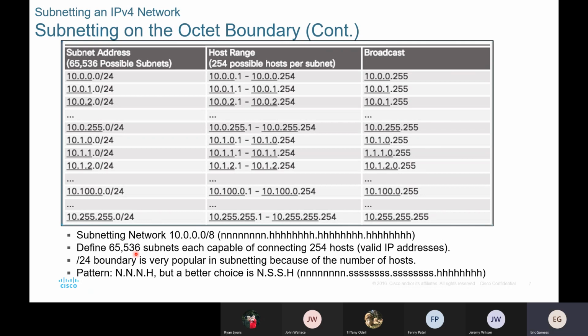Now, if I ask you how many IP addresses we will have in each subnet, we have to check how many, I don't know what this mouse has today.